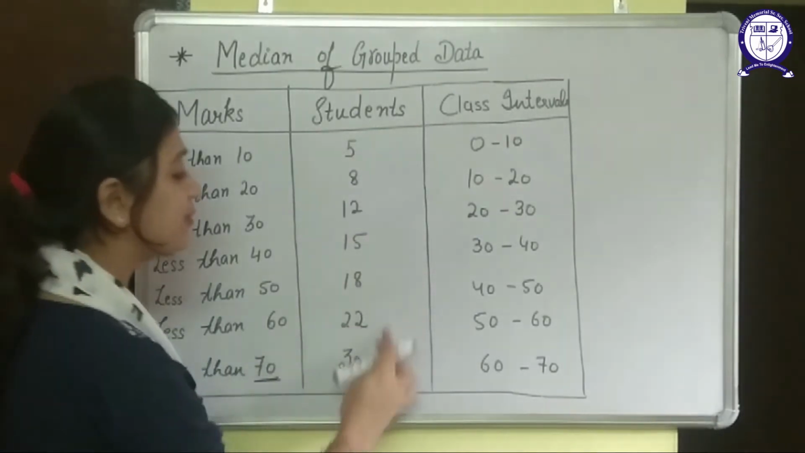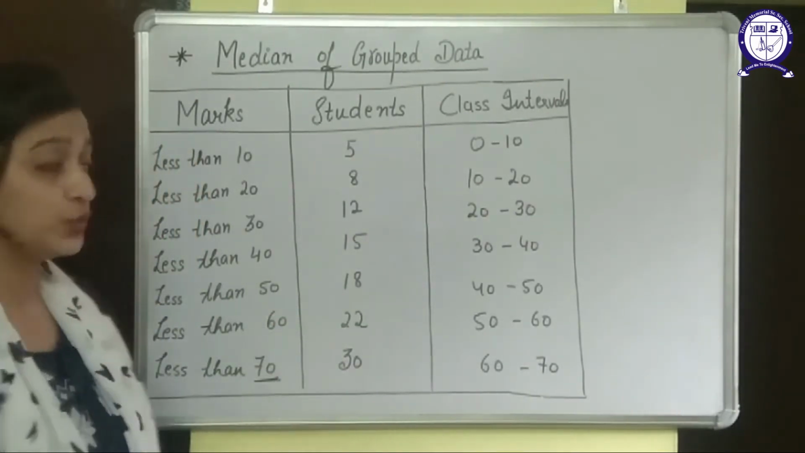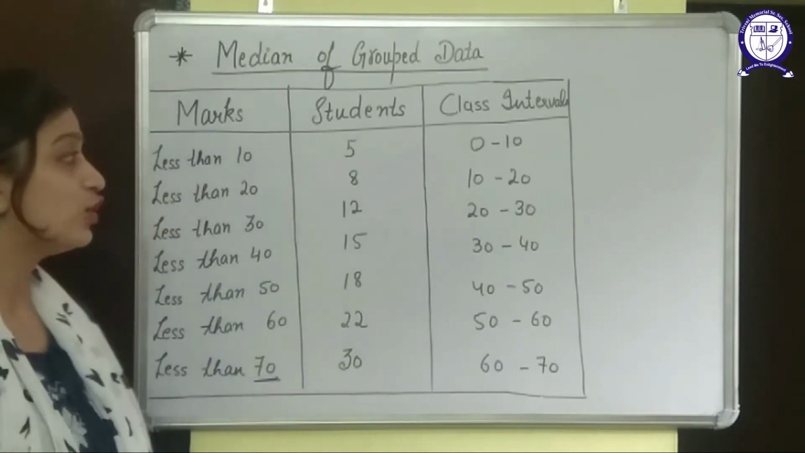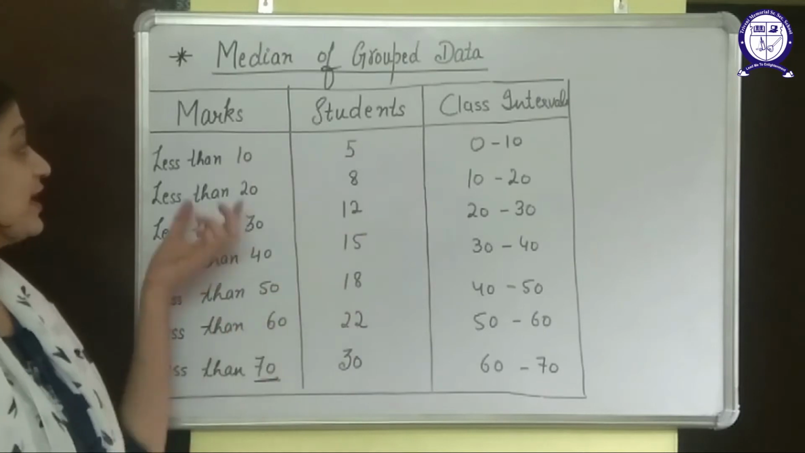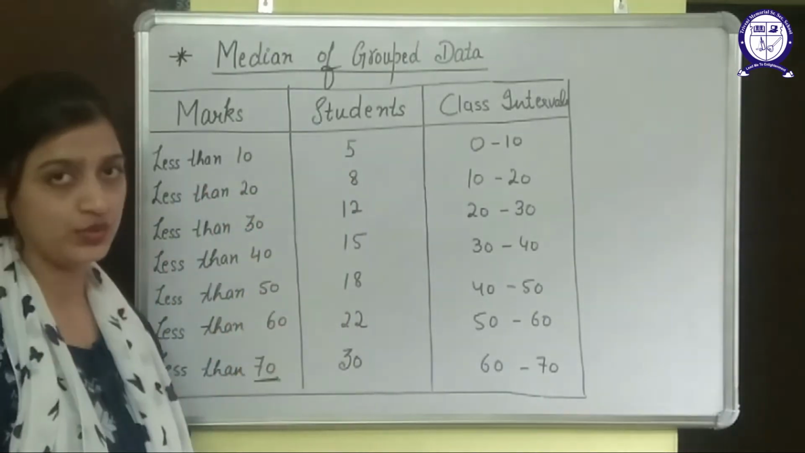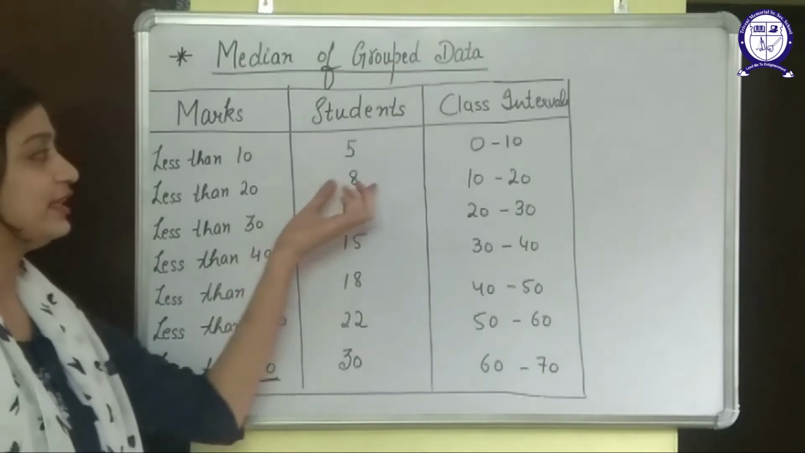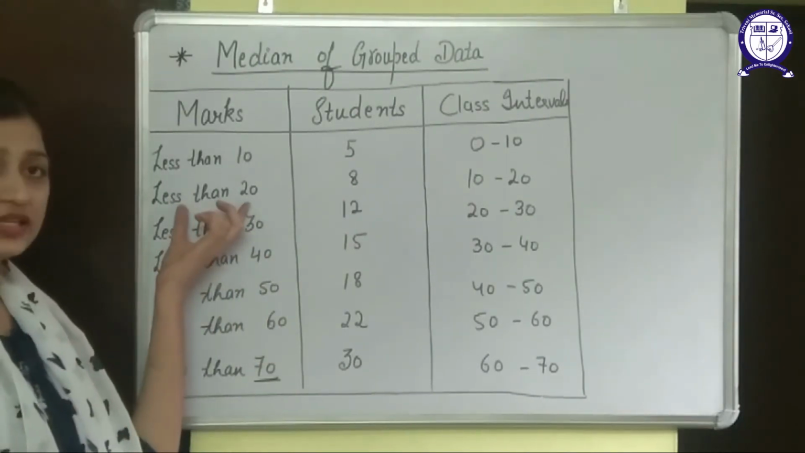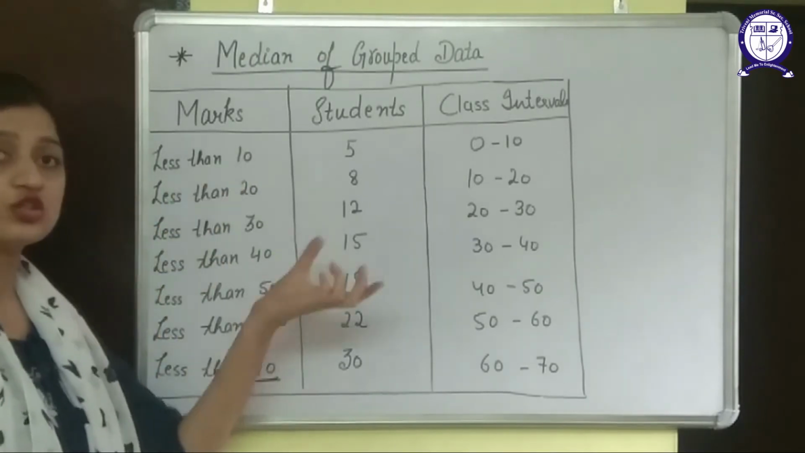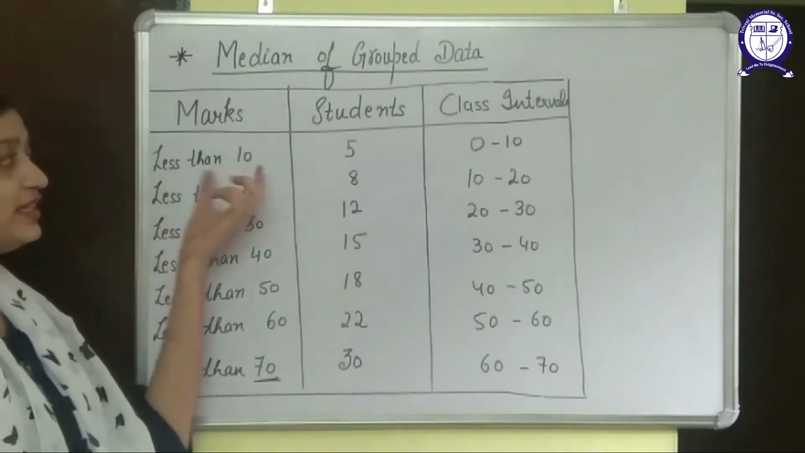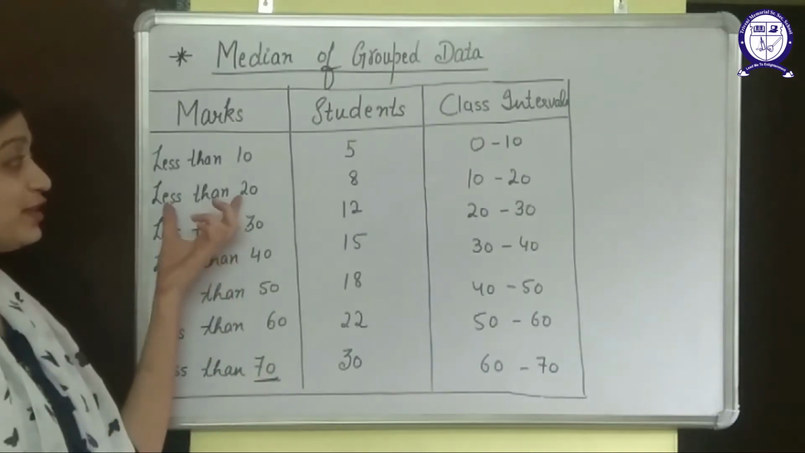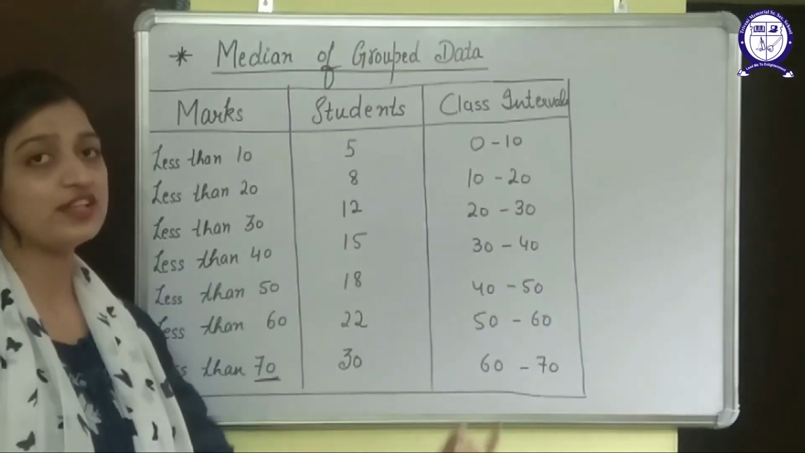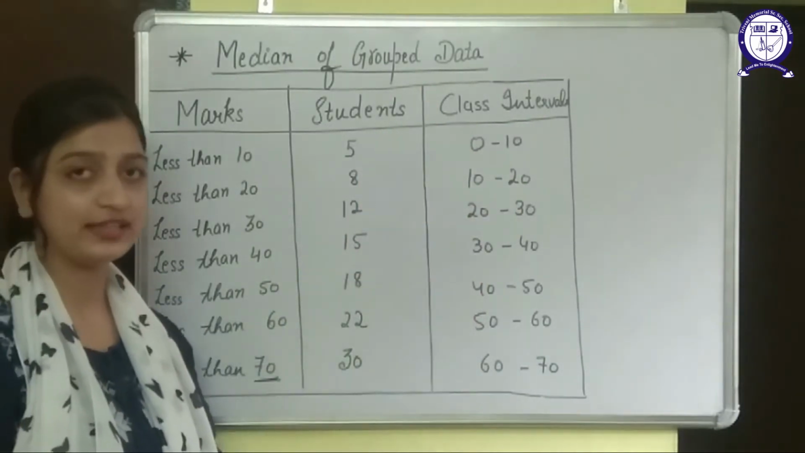Now there are some numbers given to us, that is the number of students. What are these? These can be frequencies, right? But look at the data carefully. It says less than 10 there are 5 students. Then less than 20 there are 8 students. So you can see that in less than 20, less than 10 is also included. Less than 10 means 0 to 10, but less than 20 means 0 to 20. Okay? These class intervals are different things which we form to find the median.